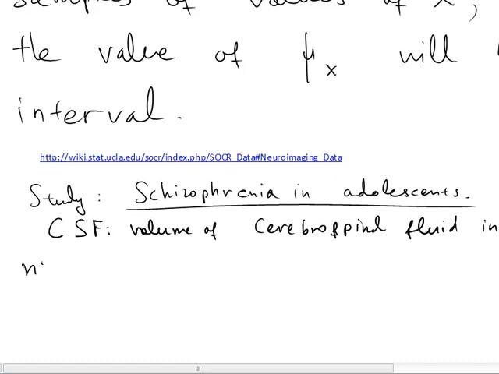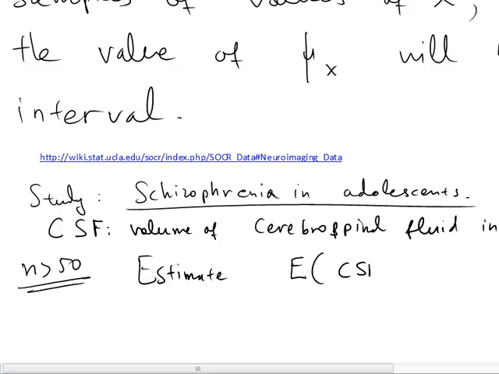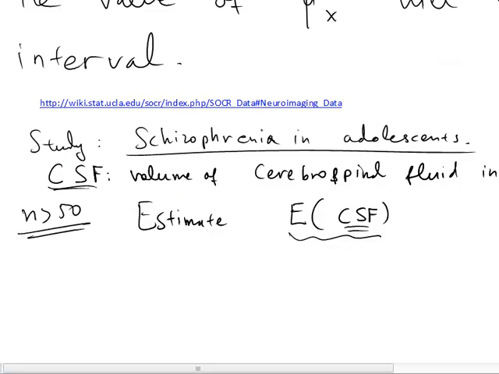We have n greater actually than 50 here. You have a fairly big sample size, so you don't have any problems in doing your estimations. I would like you to estimate the mean of this random variable, which I denoted now in a non-conventional way, CSF. I don't want to give it a name like X or Y. I just call it CSF, so you don't forget that this is cerebrospinal fluid. So I want you to estimate the mean of this random variable.